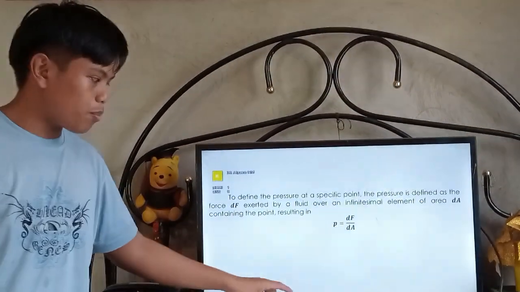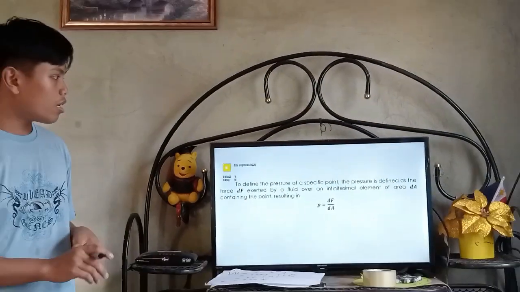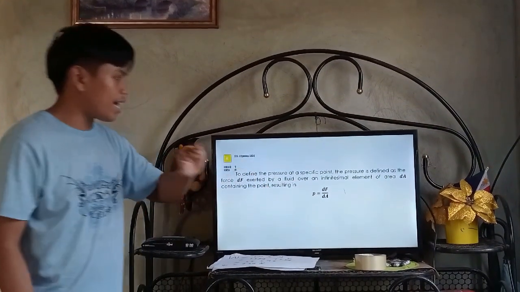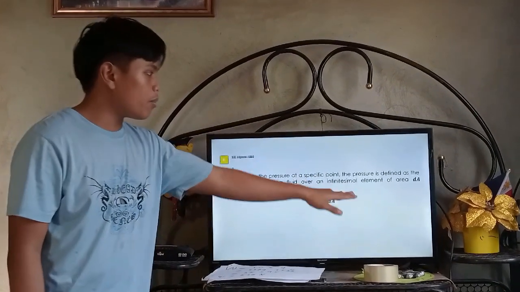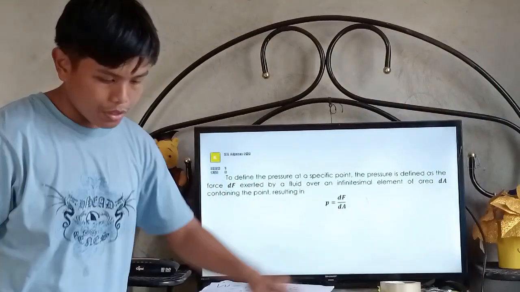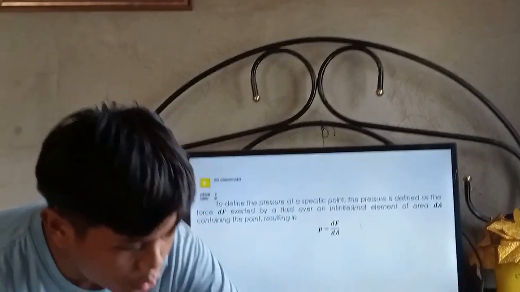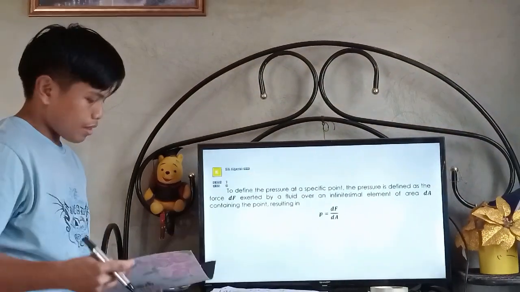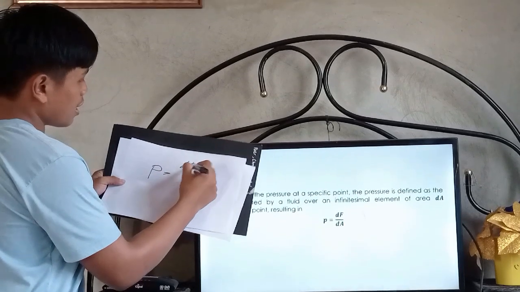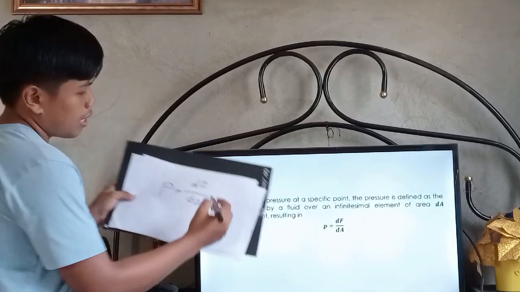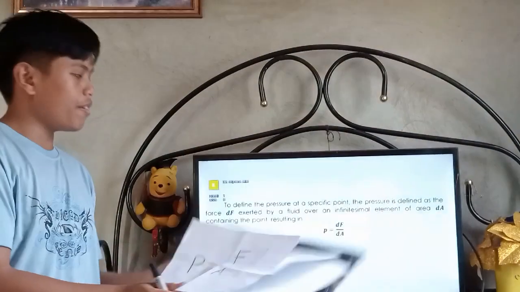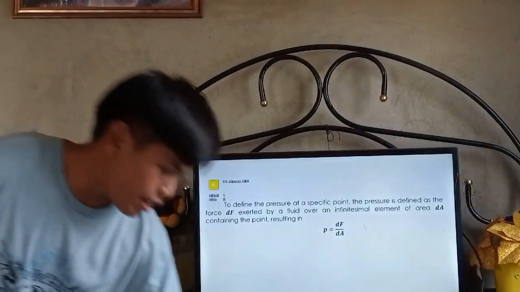So to define the pressure at a specific point, pressure is defined as the force dF exerted by a fluid over an infinitesimal element of area dA. So this is the formula. I will just write it for you to be able to see it clearly. So pressure, or P, is equal to dF over dA. Don't worry, this is just a similar figure with the formula here. Then we will proceed to the next slide.